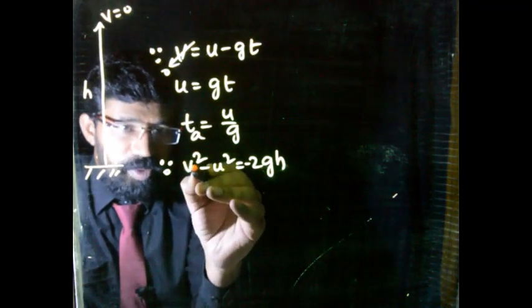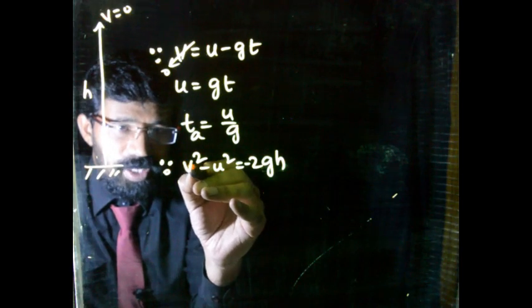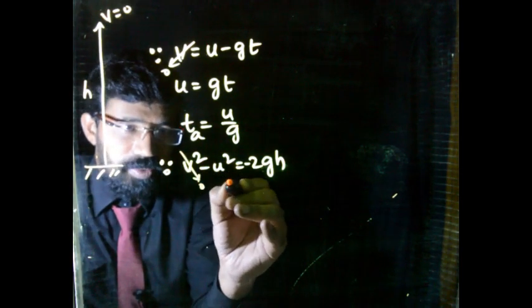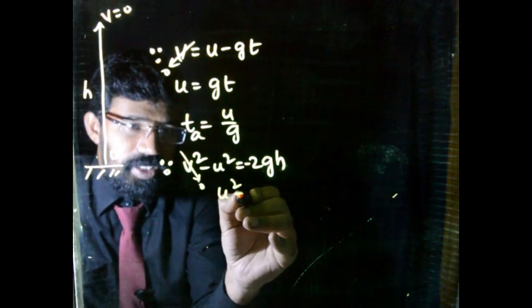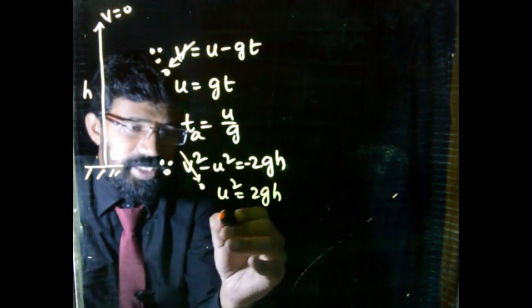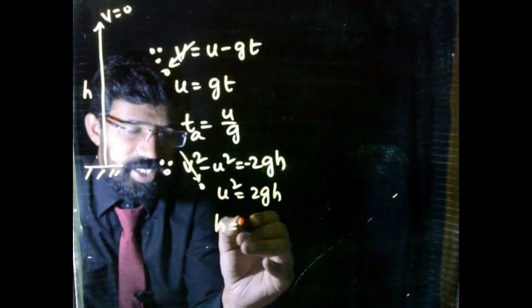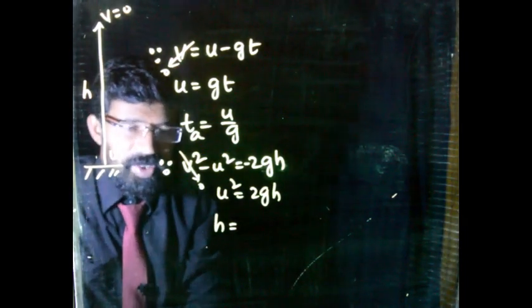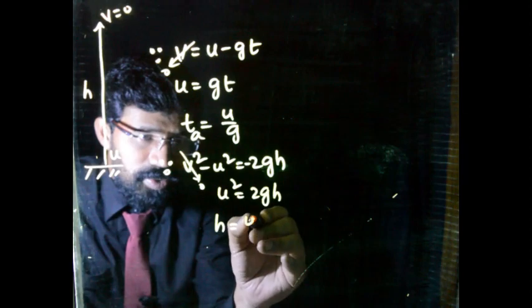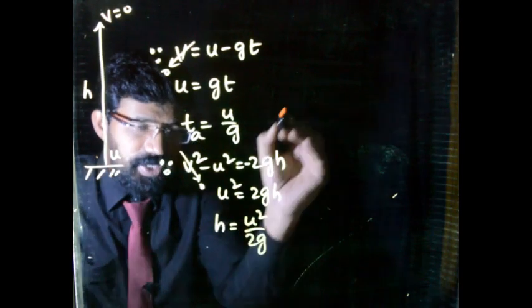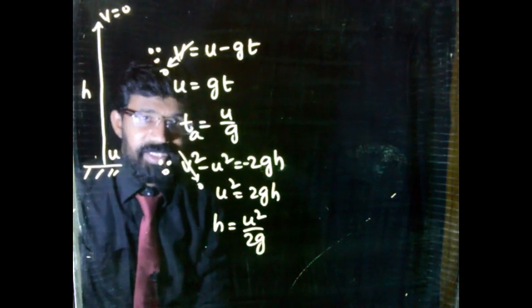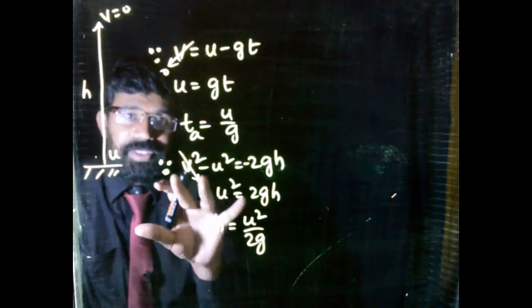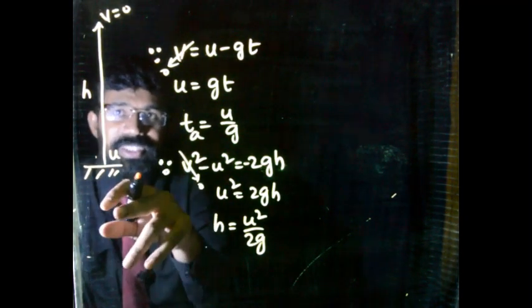So finally, what is happening to this velocity v? It is becoming 0. So replace with 0, what will you have? The minus gets cancelled. You will have u square equal to 2gh, and the maximum height attained by the body if it is projected with a velocity u is equal to u square by 2g. So that's how you can find out the maximum height attained by the body.